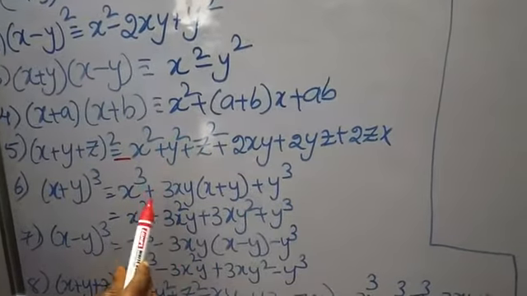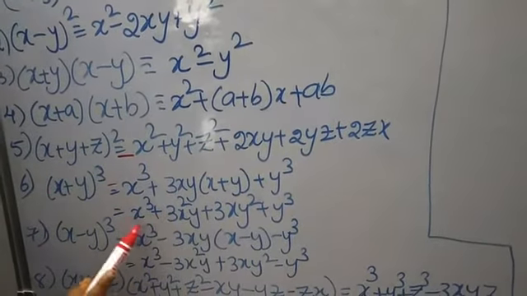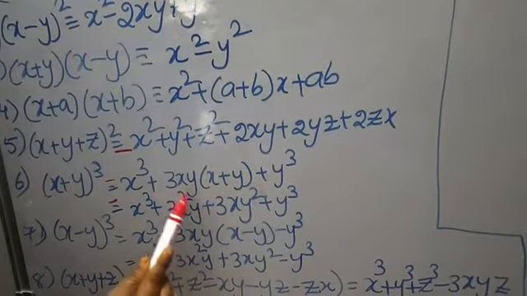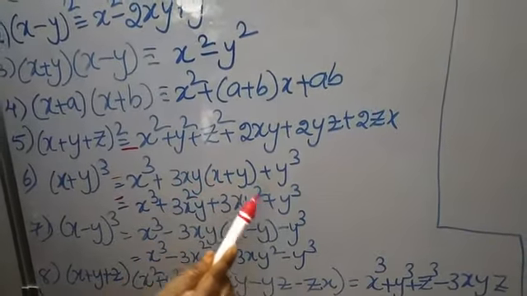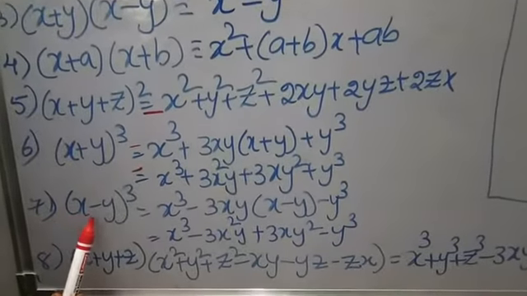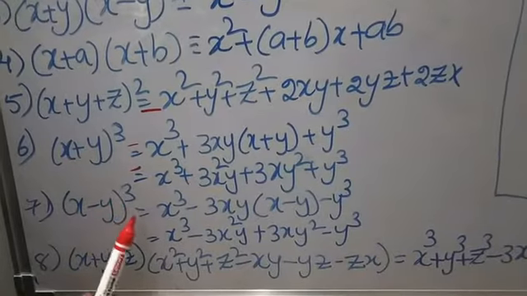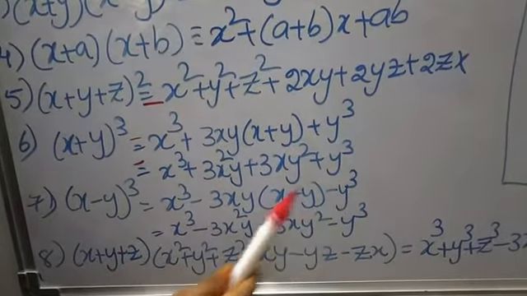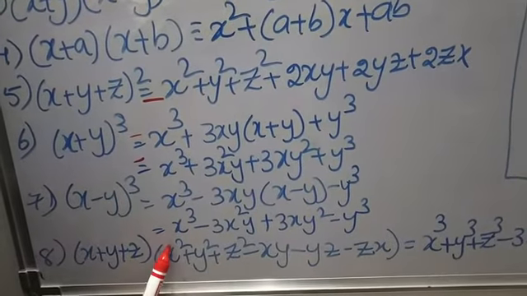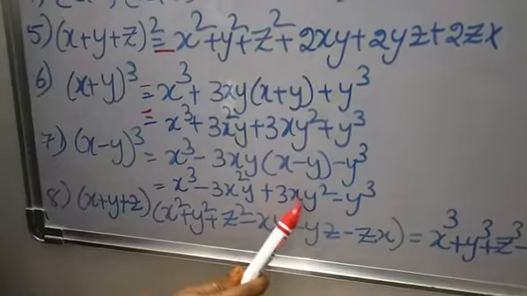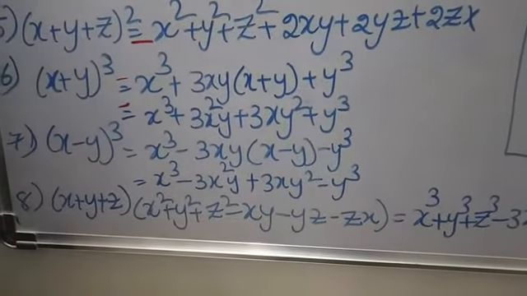(x plus y) whole cube identity is x cube plus 3xy into (x plus y) plus y cube, or it can also be written as x cube plus 3x square y plus 3xy square plus y cube. Similarly, (x minus y) whole cube is equal to x cube minus 3xy into (x minus y) minus y cube, or it can be written as x cube minus 3x square y plus 3xy square minus y cube.